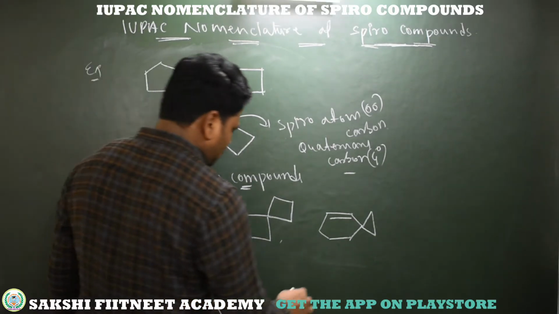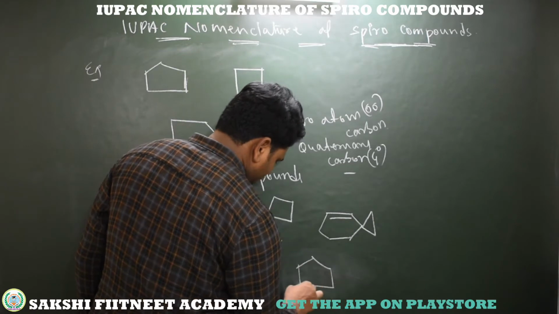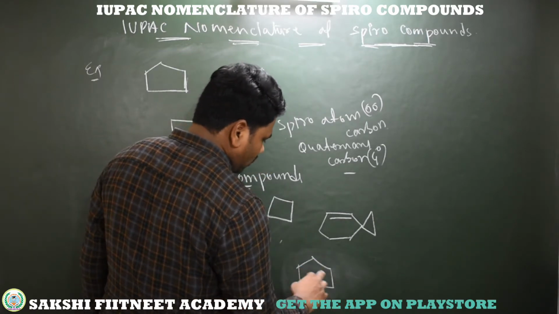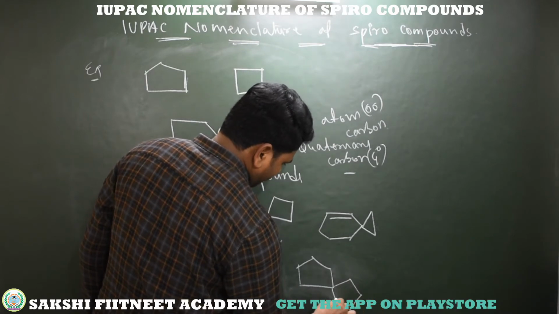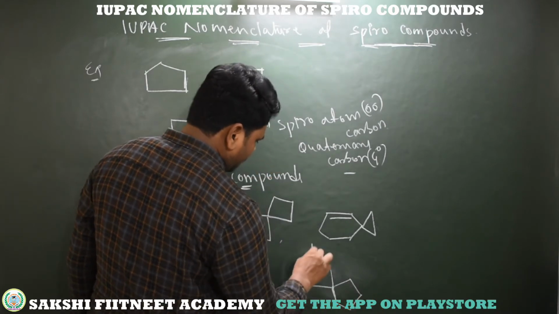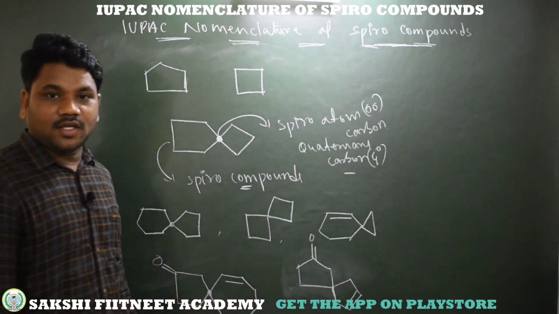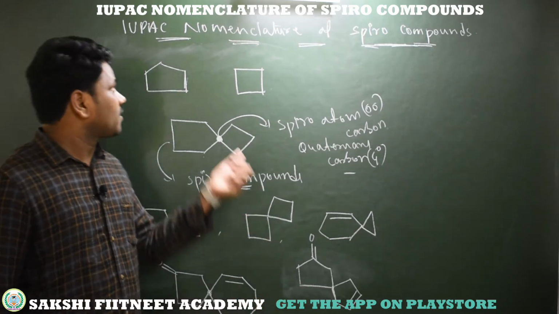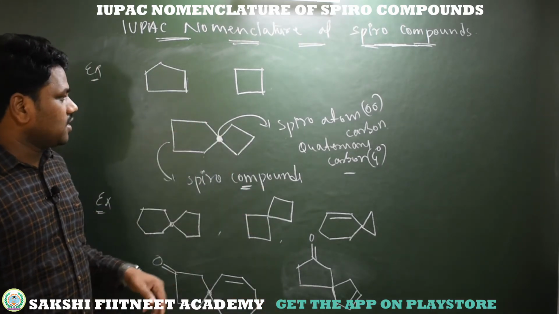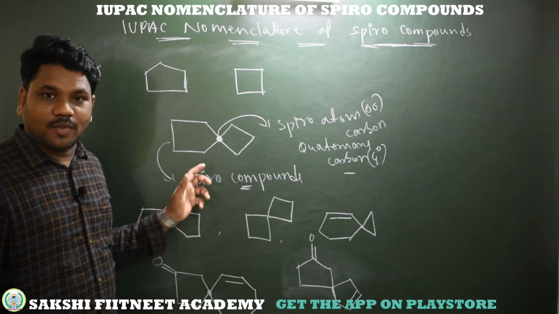Now I am taking another example. See here, this is a cyclopentane and this is bonded to another cyclopentane with a ketone functional group and unsaturation. So these are also examples of spiro compounds. So I hope you understand well what are spiro compounds. So now we will discuss the nomenclature of spiro compounds.